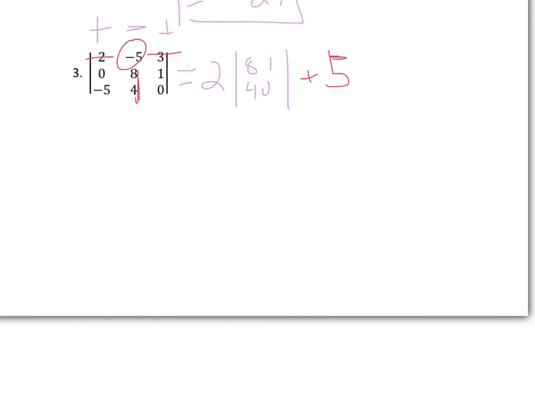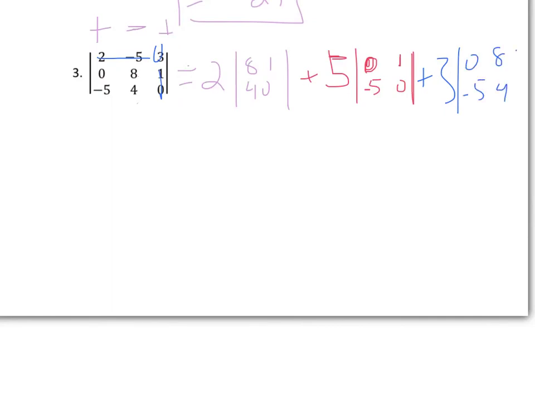Oh, that's a big 5. Determinant 0, 1. It looks like an eyeball. Negative 5, 0. This is not a diagonal matrix because the zeros are in the wrong spot, so don't get yourself confused there. And the last one, with our 3, those go away. Plus 3, determinant 0, 8, negative 5, 4.